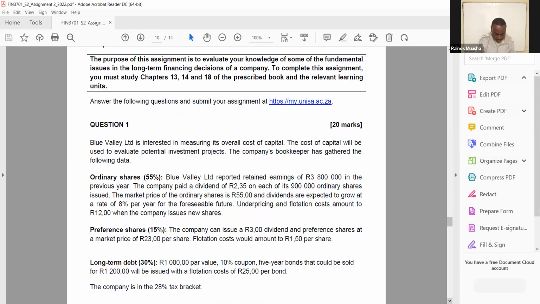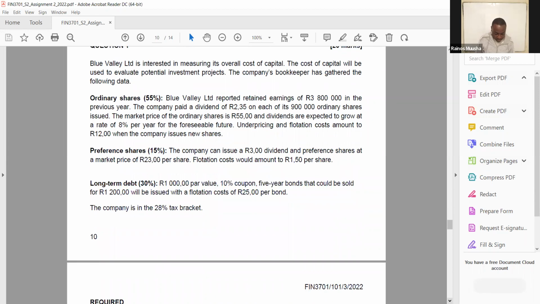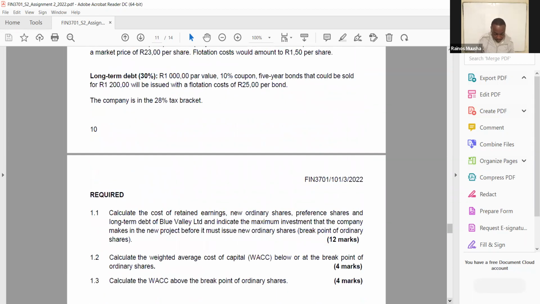Looking at assignment 2, for question 1, they give us that information regarding the ordinary shares, the preference shares, and the long-term debt. Then for question 1.1, they say calculate the cost of retained earnings, new ordinary shares, preference shares, and long-term debt for the company, and indicate the maximum investment that the company makes in new projects before it must issue new ordinary shares, which is the breakpoint of ordinary shares as well.